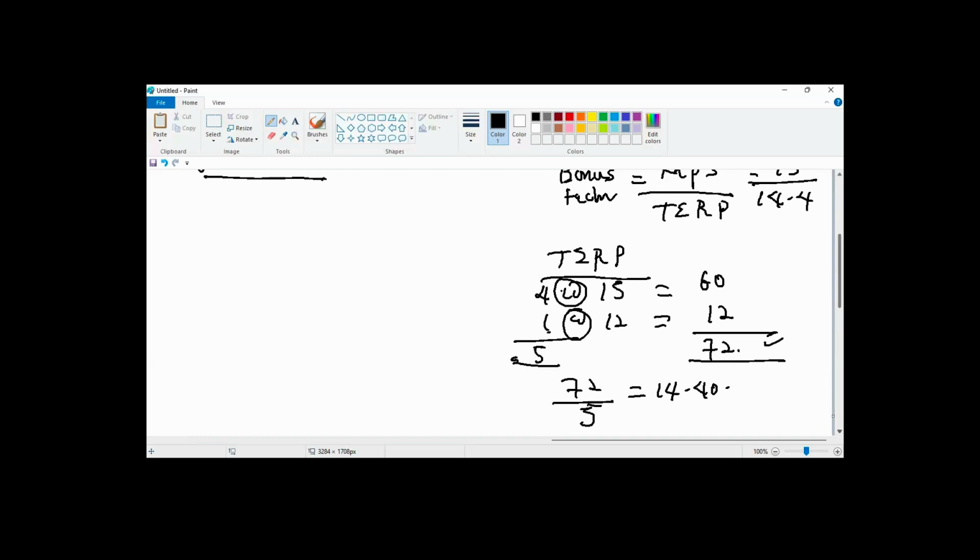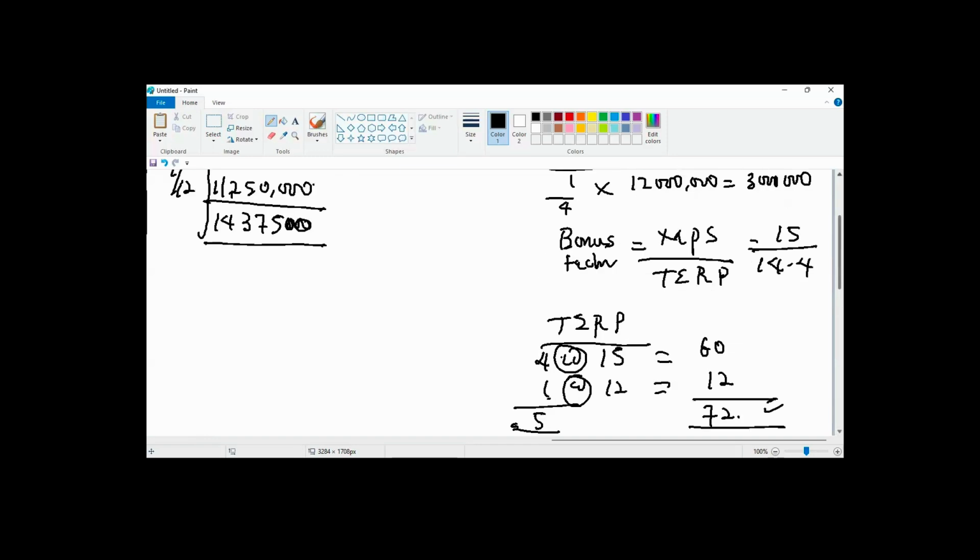So 14.4. Yeah. 15 divided by 14.4. Yes, ma'am, I can hear you. Okay, the theoretical ex-rights price, you said it will be given to existing shareholders. No, it's the bonus factor that will be given to existing shareholders, not the theoretical. Okay, sir. Thank you, sir. Now I got my theoretical, I will divide by the market price. This is the bonus factor that will be in the question.